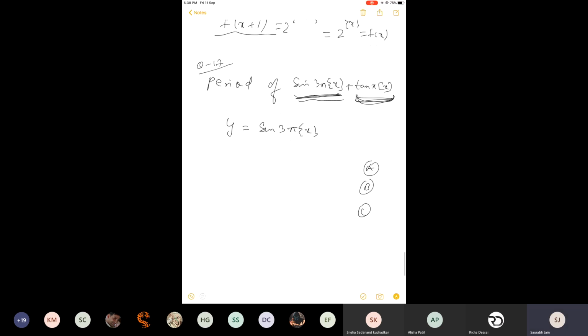Okay, tell me what will be your preference for the period of this function? How will you proceed with pi, 3, 2 or 1? What will be your choice? 1, yes, 1. Why? Because period is not only positive, it is the least value also. And out of these four, 1 is the least.